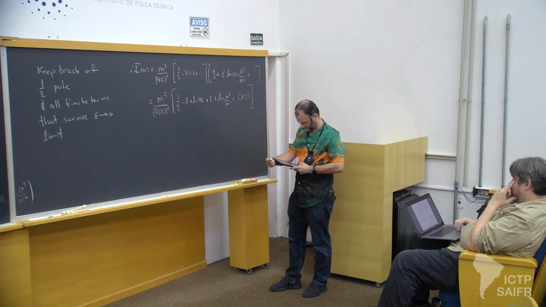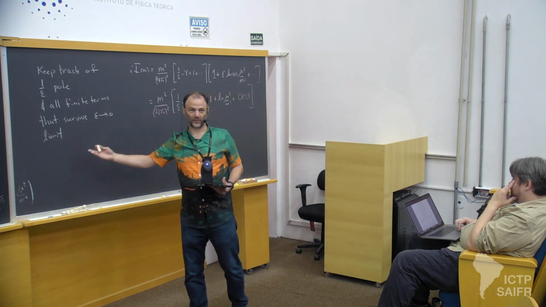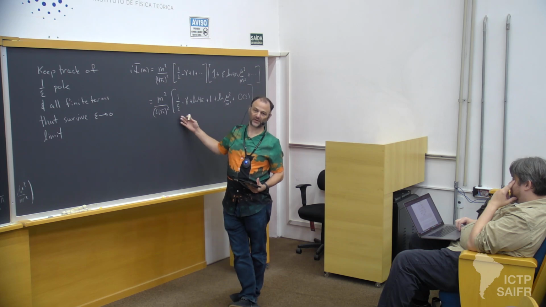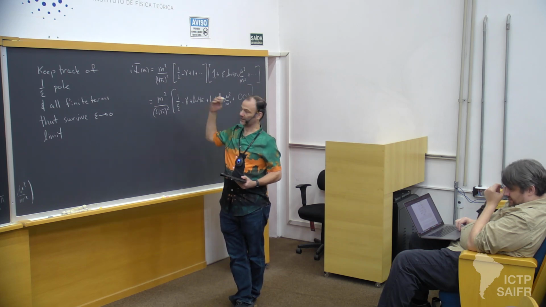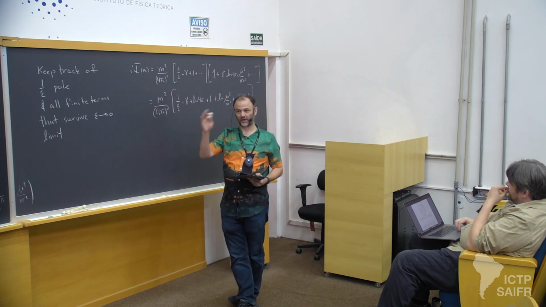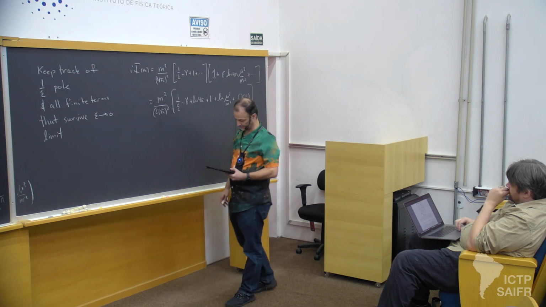Okay, so again, as promised, no power divergence. It's gone. DimReg has removed it for us. We only have a 1 over epsilon pole. Now there's some other subtleties you have to be careful with. We'll talk about later. But essentially, this is now a regulated integral. Not renormalized yet, just regulated. Well, yeah, it's regulated. It's finite.